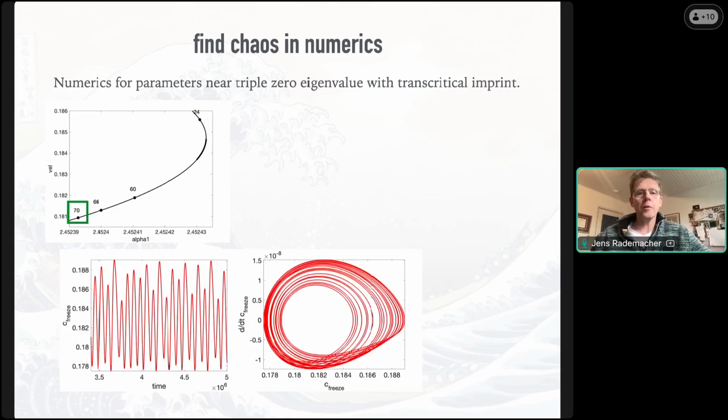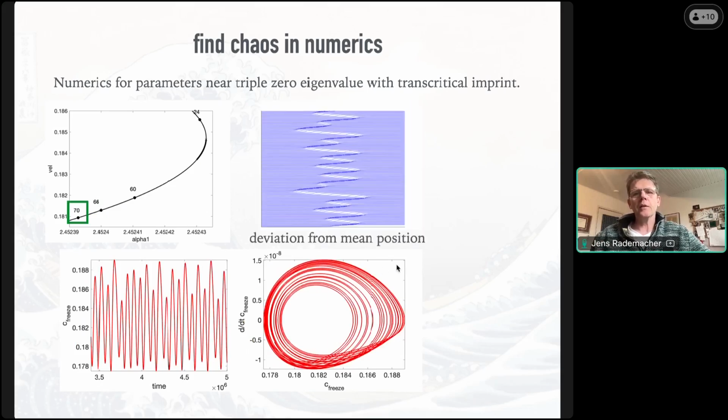So if I go to point 70 now, it seems that there was such a torus bifurcation, because the simulation at point 70 gives this dynamics. And if I plot it in this plane, it looks like that. And this is very convincing of a chaotic attractor, I would say. And indeed, if we plot the front positions, or rather the deviation from the mean position, so space is horizontal, time goes up, we see such a jaggy motion, and that's evidence for chaotic dynamics, I would say. Okay, so this is the upshot.